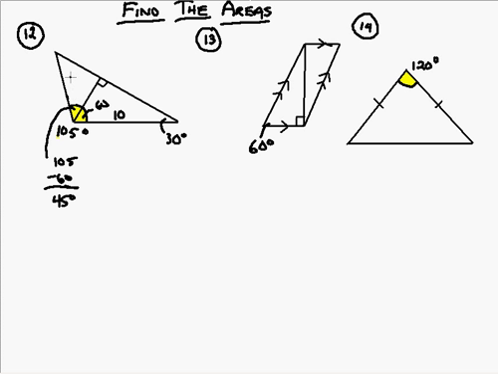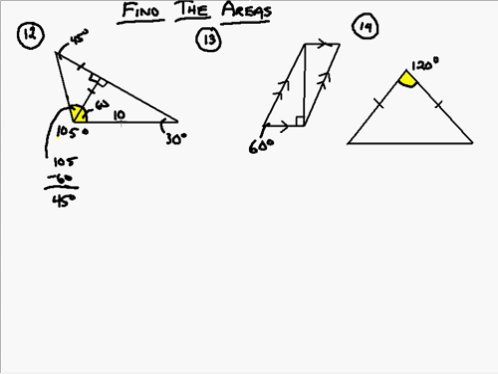45 degrees. Therefore, we know that this is 45, and if this is 90, that means this angle is 45 degrees. So we know that these two lengths then are the same.